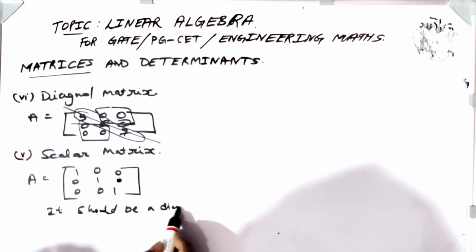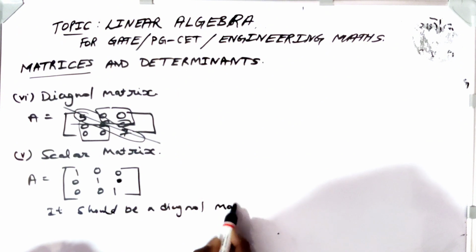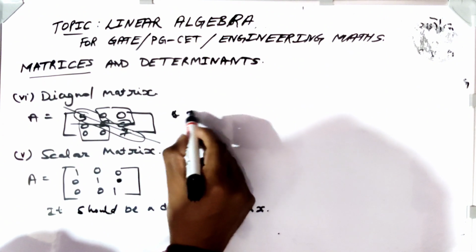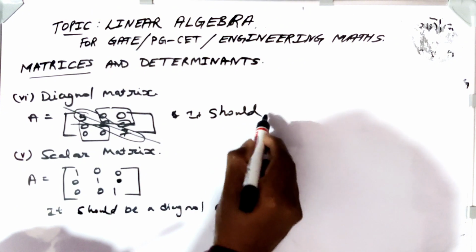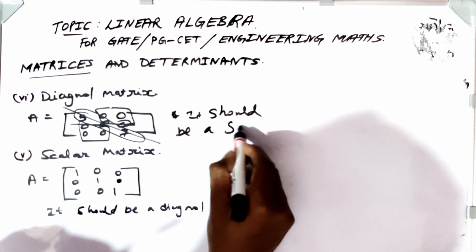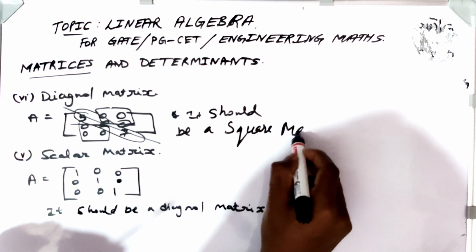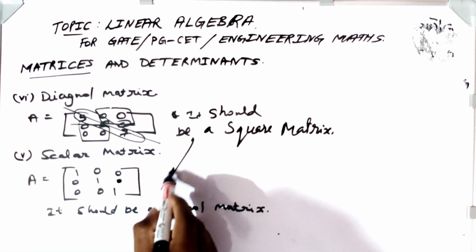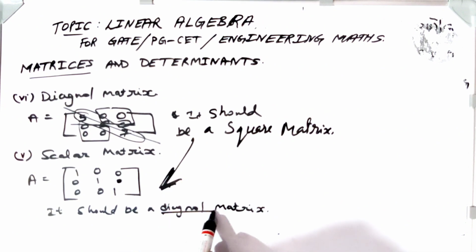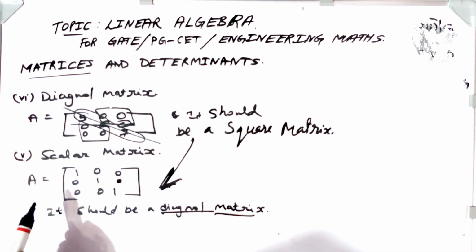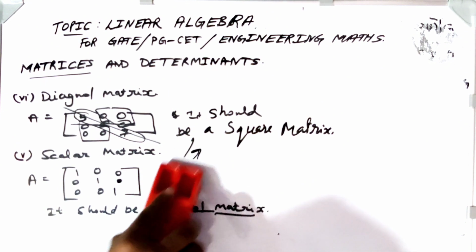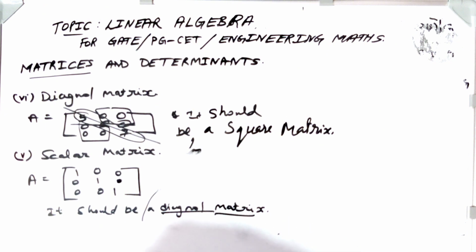a diagonal matrix. The condition for a diagonal matrix is it should be a square matrix. So this condition applies for this also. So since a scalar matrix should be a diagonal matrix, it implies that it should be a square matrix as well. So the next type of matrix is triangular matrix.